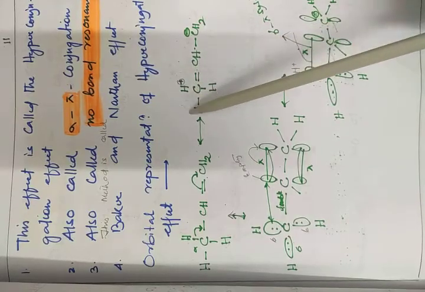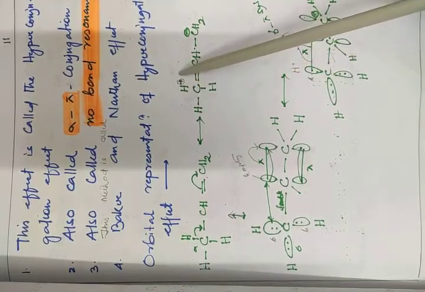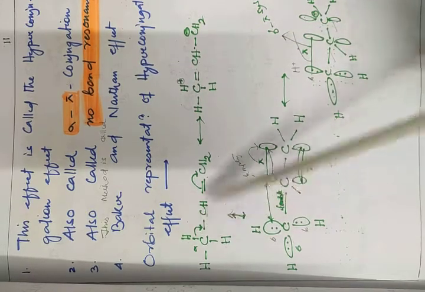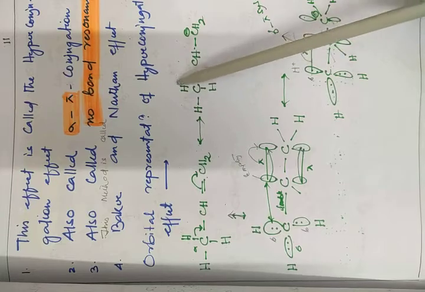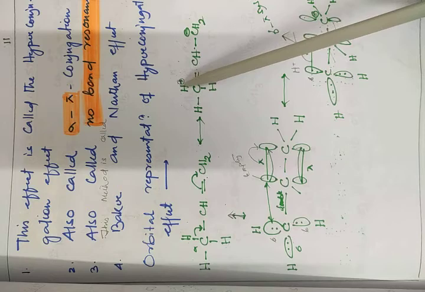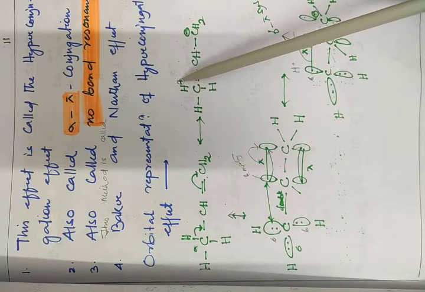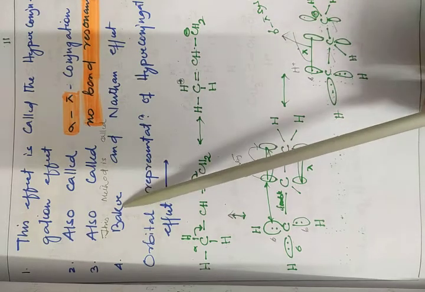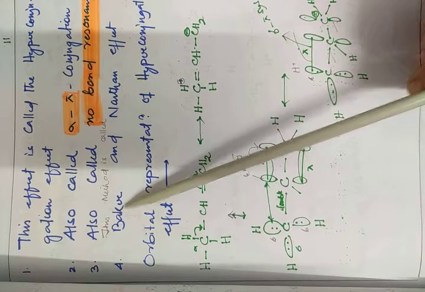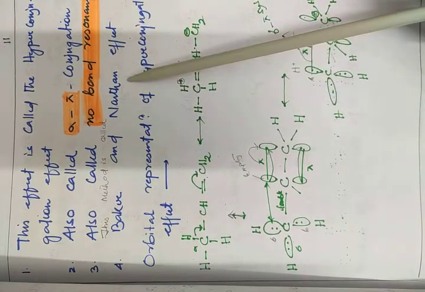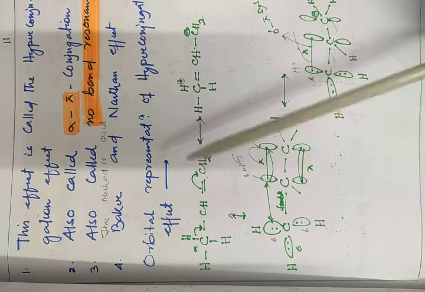Before, it has a bond, but when we do the electron transfer to the next one, after that it will not have a bond. So it will be represented as a positive charge. That means hydrogen will have less electron. So this is called no bond resonance. And another one, this method we also call the Baker and Nathan effect.